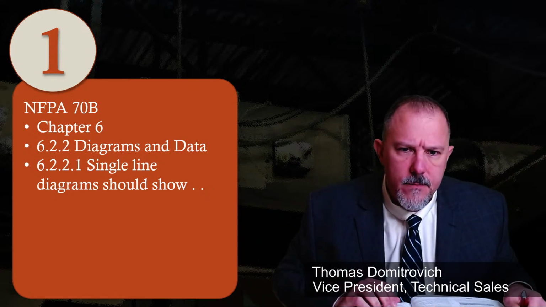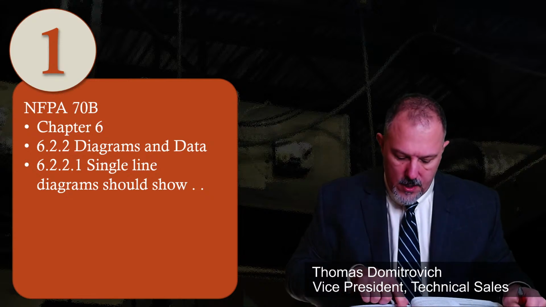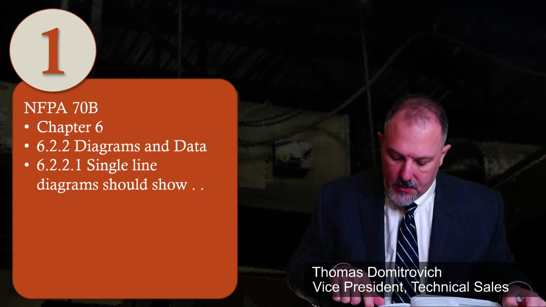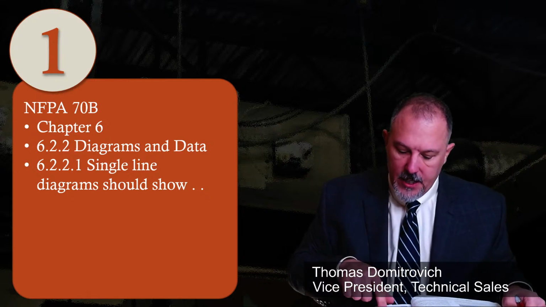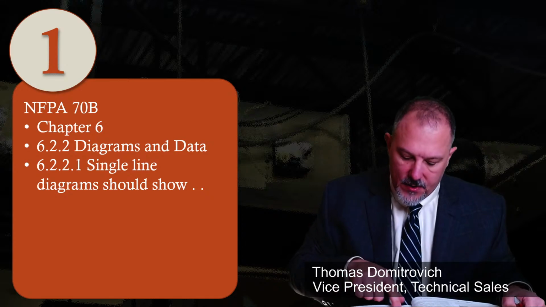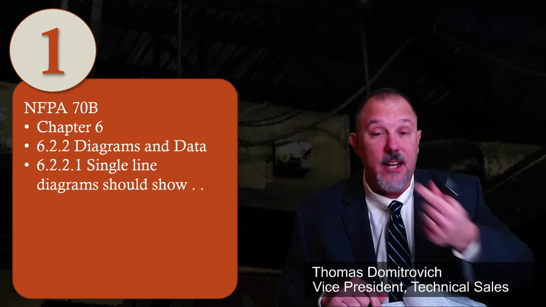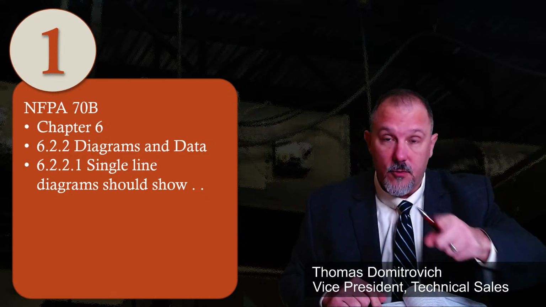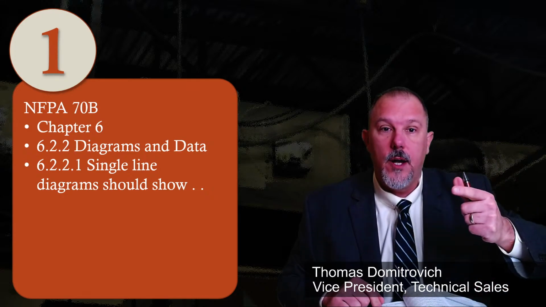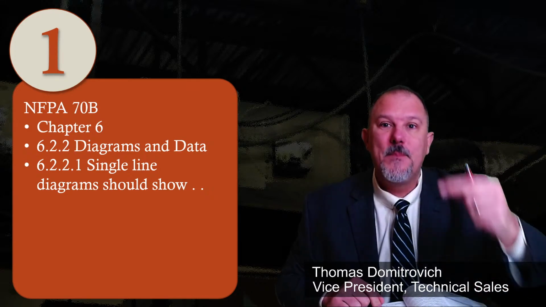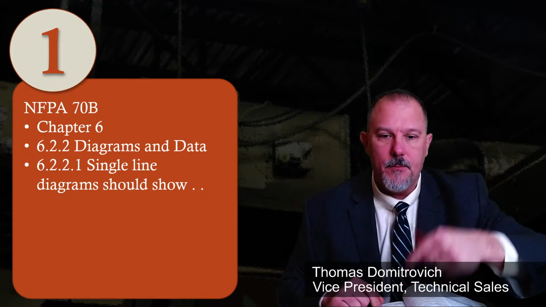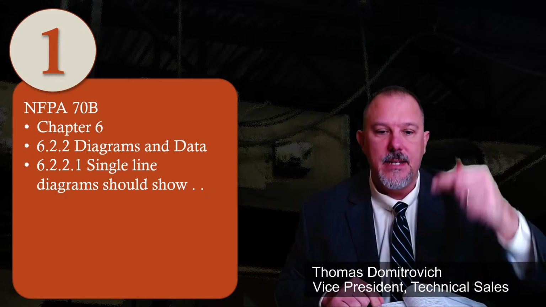120.5, 1 and 2. 1 is determine all possible sources of electric supply to the specific equipment. Check applicable up-to-date drawings, diagrams, and identification tags. That's another good reference. Up to date. You've got to keep the one-line diagrams up to date.